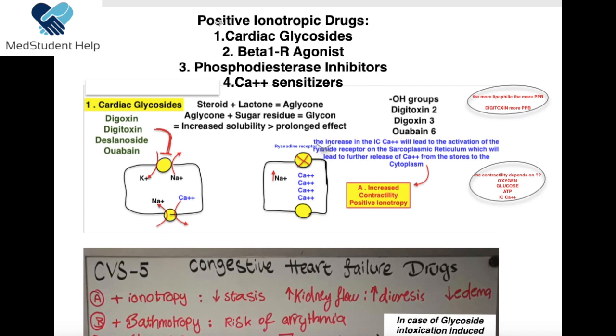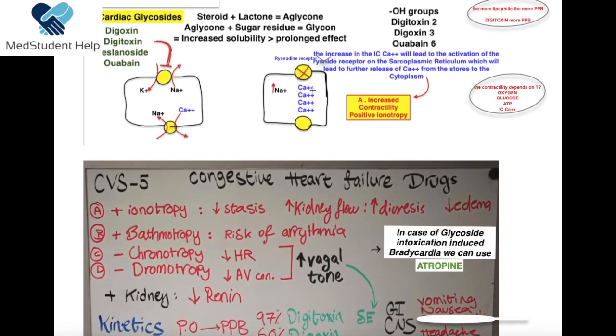So what drugs can be used in order to enhance the inotropy of the heart or the contractility of the heart? We mentioned the cardiac glycosides already, but we have also three other categories. These are going to be the beta-1 receptor agonists, the phosphodiesterase inhibitors, and the last category is the calcium sensitizers. Now let's get started with the cardiac glycosides. I mentioned already the examples: digoxin, digitoxin, deslanoside, and ouabain. Mostly used are digoxin and digitoxin.